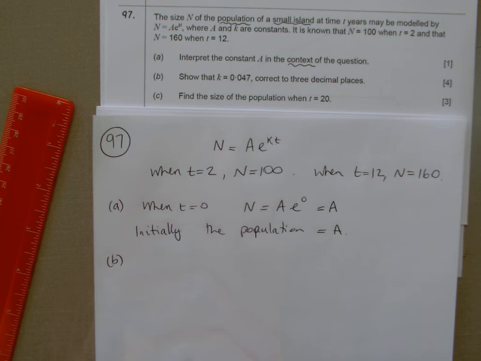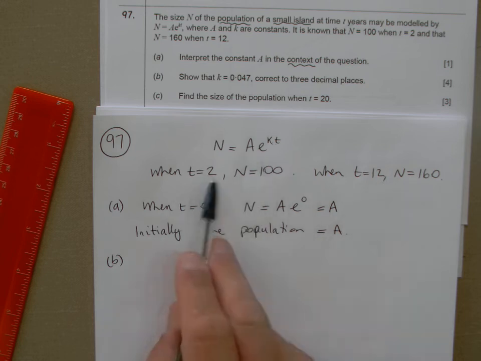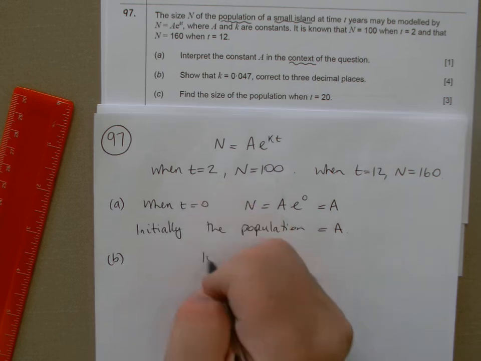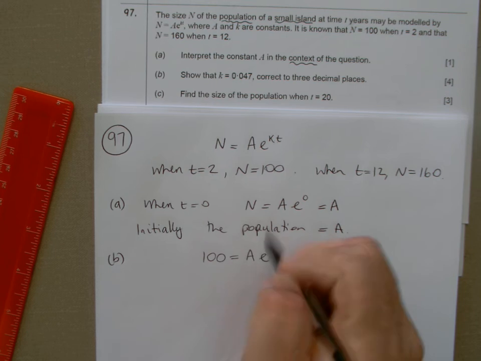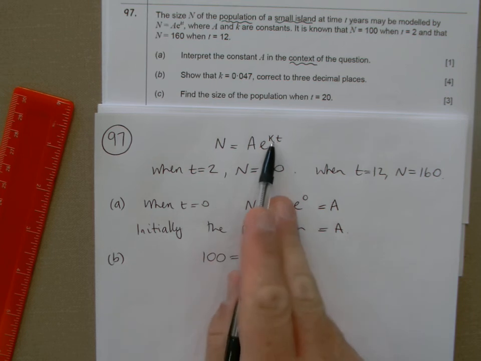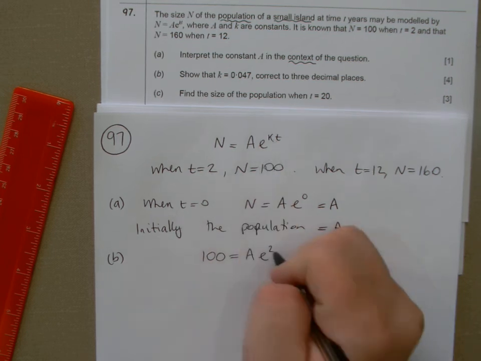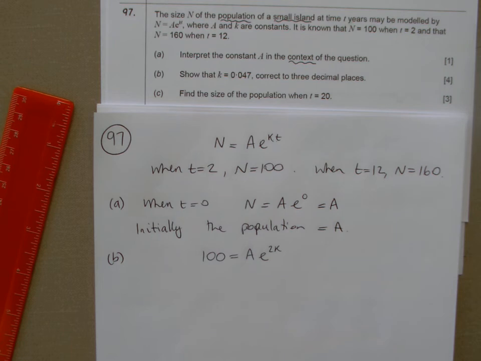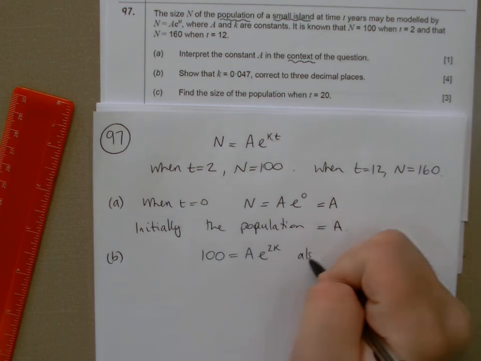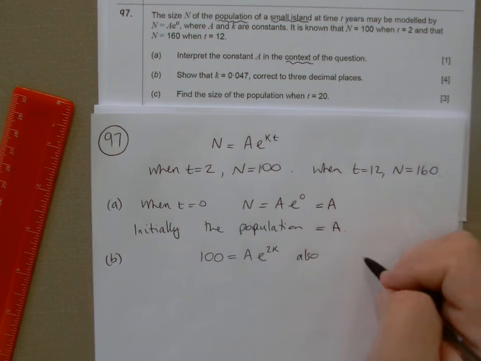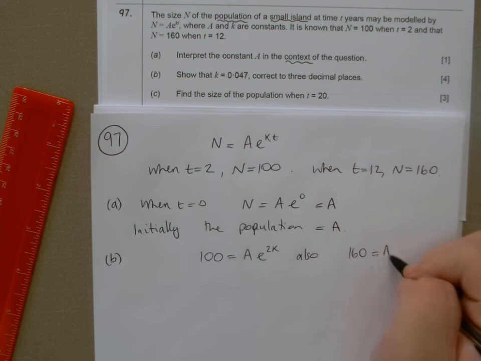Part B then, it says show that k is 0.047 correct to 3 decimal places. This is where we're going to use these conditions here. So what I'm going to do now is chuck them in. So t is 2, n is 100. So if n is 100, put that in. And t is 2, so I'll have k2, but you can write that as 2k. We can put the number first. Also, when t is 12, n is 160. So 160 equals a e to the t is 12, so there'll be k12 or 12k.